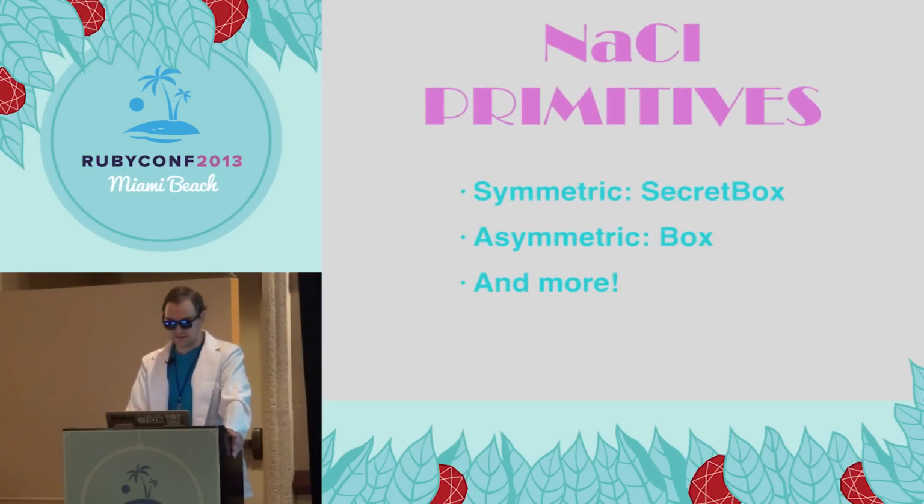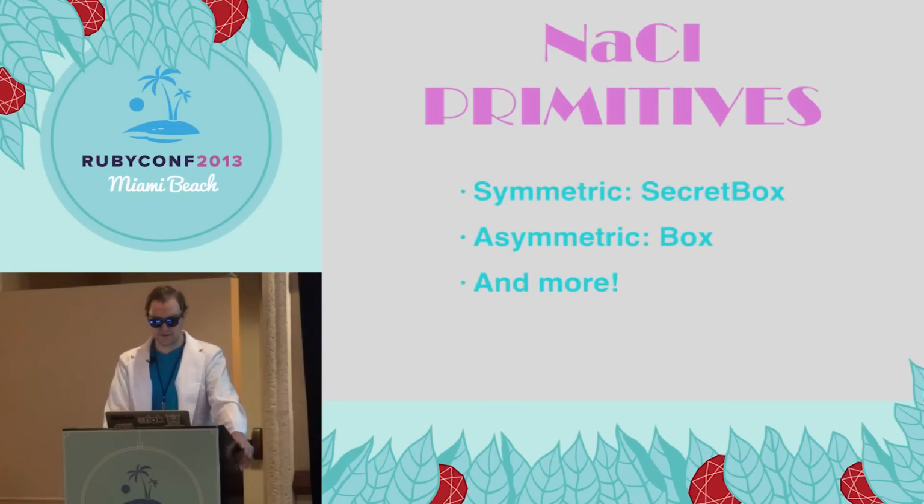So NACL has many primitives. I'm only going to talk about two here. These are the symmetric and asymmetric encryption I was referring to earlier. But it also has a ton of other stuff. It has HMAC, it has digital signatures, it has all sorts of fun stuff for elliptic curve cryptography. So I definitely recommend checking it out. You can go to the RbNaCl wiki, and it has all the features listed out for you.